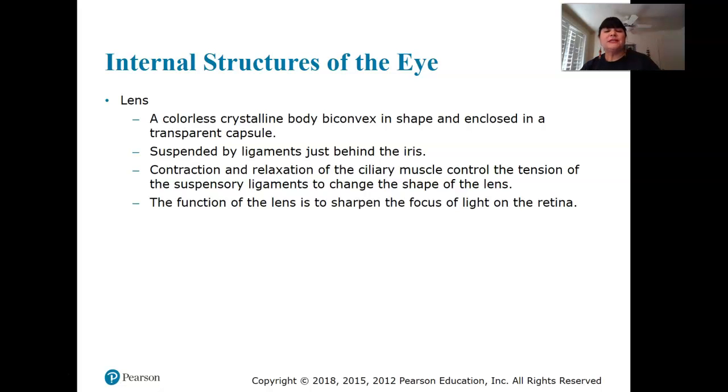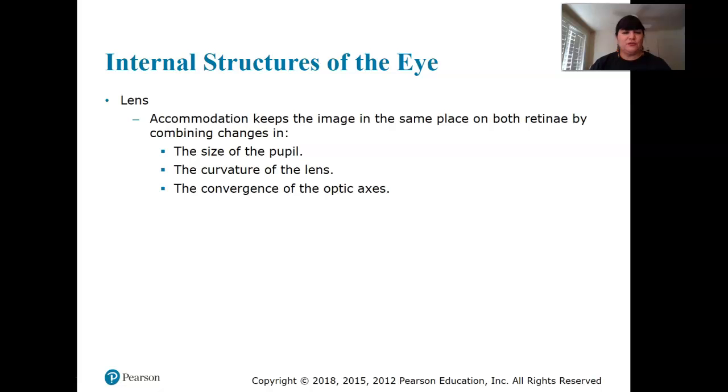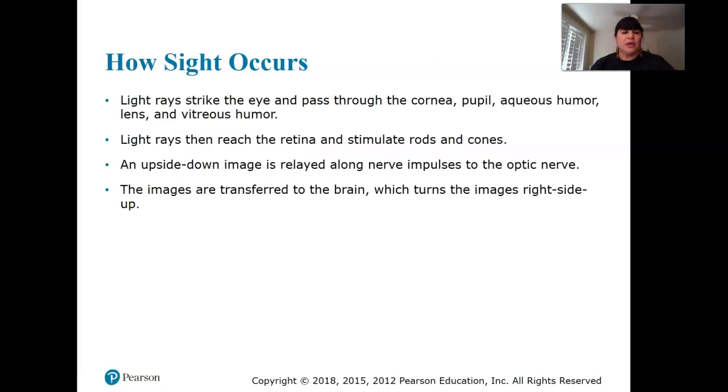Lens: colorless crystalline body, biconvex, suspended by ligaments. Contraction and relaxation of the ciliary muscle controls tension. Function is to sharpen the focus. It really helps when you see the light rays, which we'll see in just a few minutes. The lens, okay, light rays. So how we see.